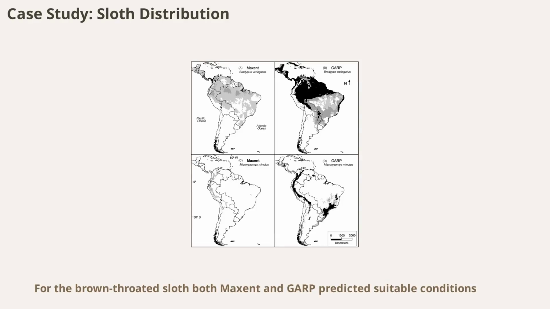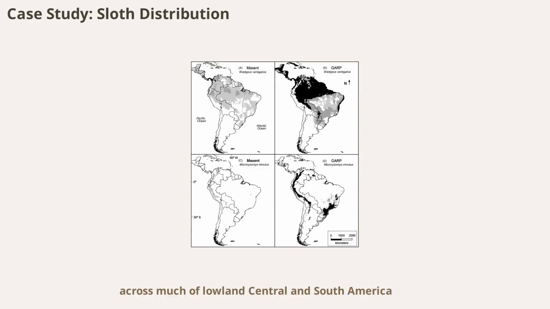conservation planning. For the brown-throated sloth, both MaxEnt and GARP predicted suitable conditions across much of lowland Central and South America, including the Amazon and Atlantic forests. However, MaxEnt more accurately excluded non-forested areas, such as the Cerrado and Llanos, especially when potential vegetation was included. This demonstrates MaxEnt's ability to integrate categorical variables and refine predictions based on ecological knowledge.